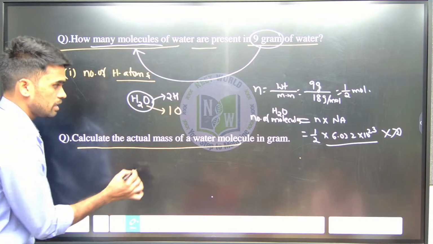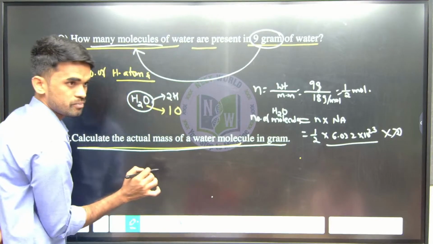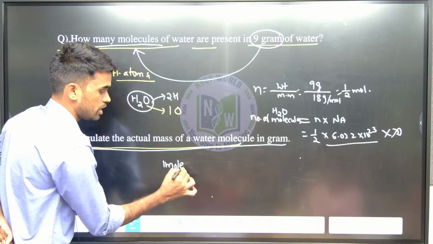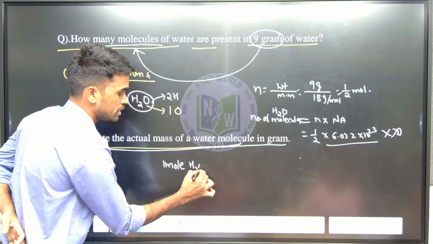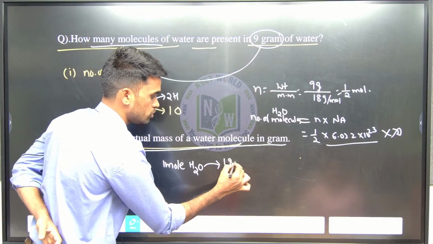Yes. See, calculate the actual mass of a water molecule, they are saying. It means 1 mole of water molecules, 1 mole H2O if I say. How many grams is it? 18 grams, you know. Okay.